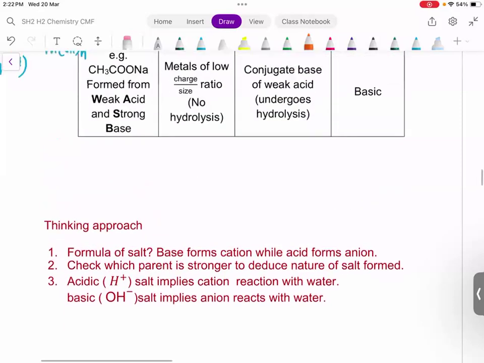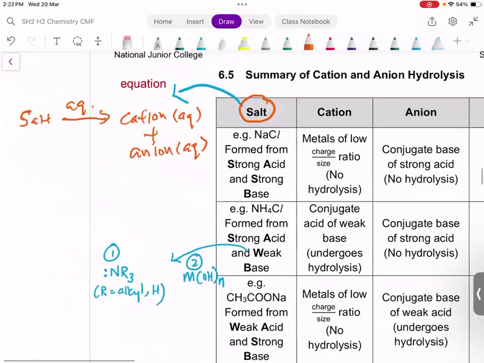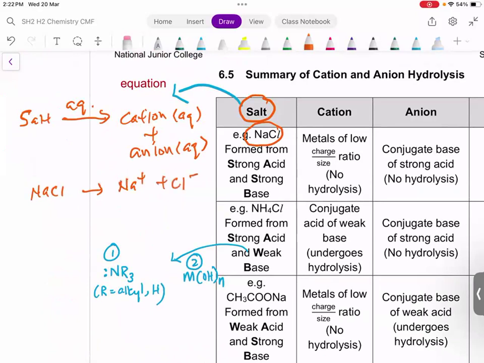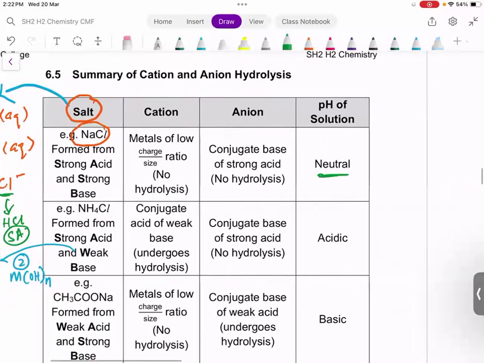Right, with this in mind, let's practice with sodium chloride. This is my salt. Upon full dissociation, it gives you Na+ and Cl-. So what is the parent? Remember, the cation comes from the base parent, so this must come from sodium hydroxide, which is a strong base. Then your Cl- comes from the acid, so it comes from HCl, which is a strong acid. Having a strong base and a strong acid as parents, the salt is neutral.